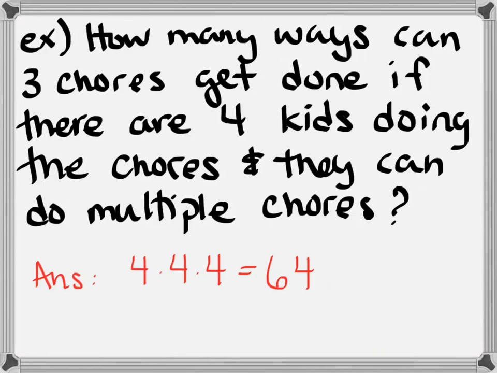Well, if there are 3 chores, that tells us that there are 3 tasks. Doing chore 1, doing chore 2, doing chore 3. Each chore can be done by 4 kids. So there are 4 ways that the first chore can be done. There are 4 ways that the second chore can be done. And there are 4 ways that the third chore can be done. This is also because kids can do multiple chores. When we multiply 4 by 4 by 4, we get a grand total of 64.